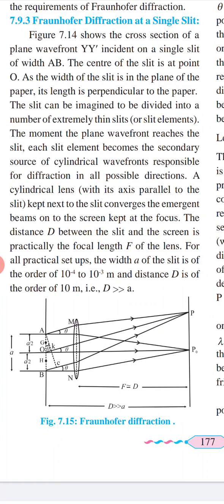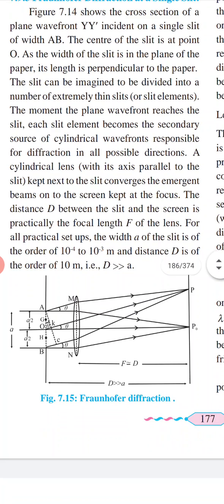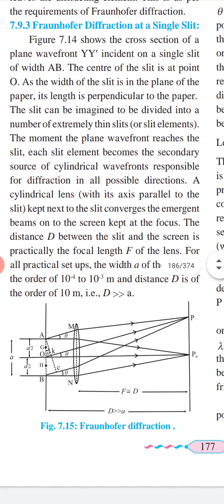Figure 7.15 shows the cross section of a plane wavefront YY dash incident on a slit of width AB. The center of the slit is at point O. As the width of the slit is in the plane of the paper, its length is perpendicular to the paper. The slit can be imagined to be divided into a number of extremely thin slits. The moment the plane wavefront reaches the slit, each slit element becomes a secondary source of cylindrical wavefronts responsible for diffraction in all possible directions.